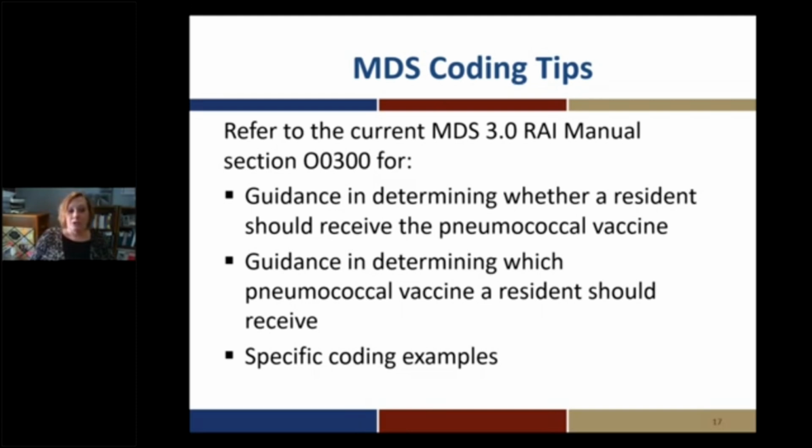There are additional MDS coding examples provided in the manual, and I'd like to bring your attention to one instance in particular, and that is an example that indicates when a physician writes an order that a resident should not be immunized, the MDS should be coded at O0300B as ineligible due to a medical contraindication.